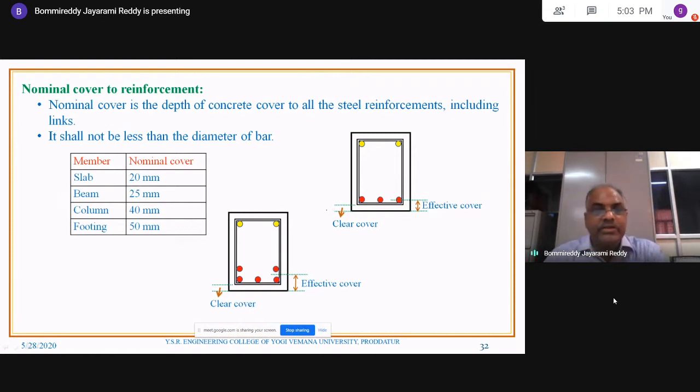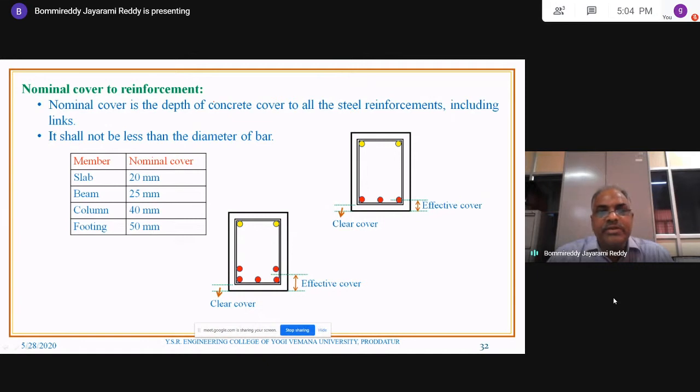Okay, I will spend another 5 minutes and I will close today. Nominal cover to the reinforcement. We can normally call it cover to the reinforcement, clear cover to the reinforcement, or nominal cover to the reinforcement; all are one and the same.